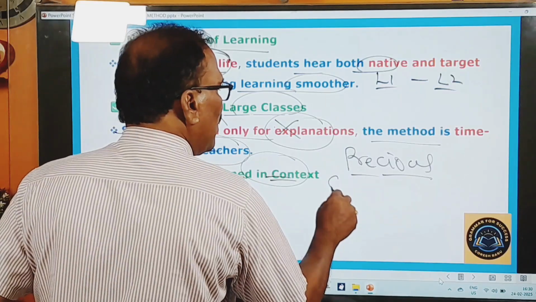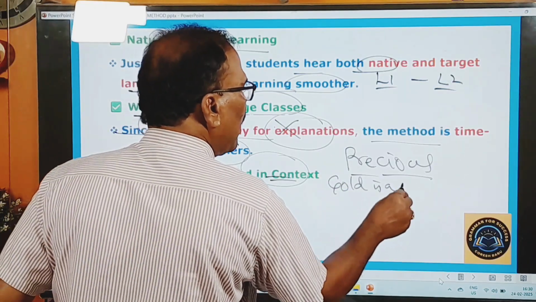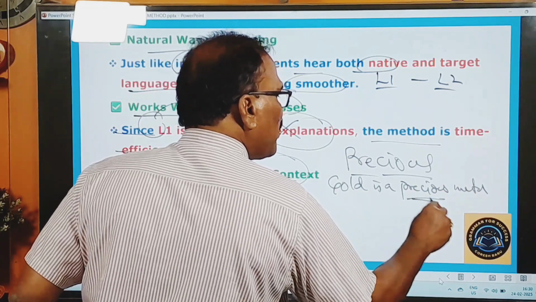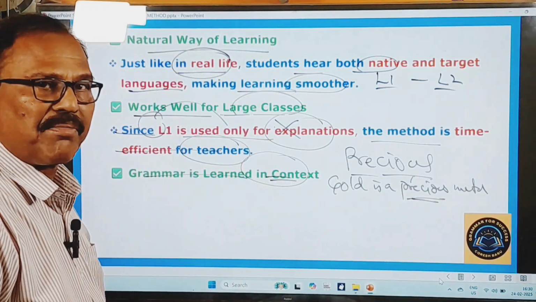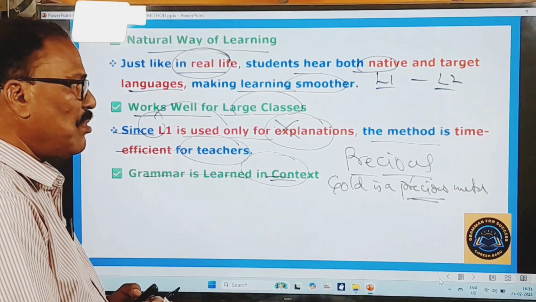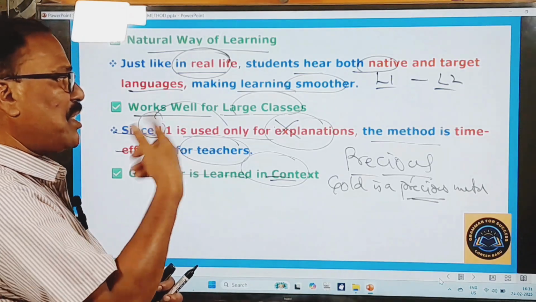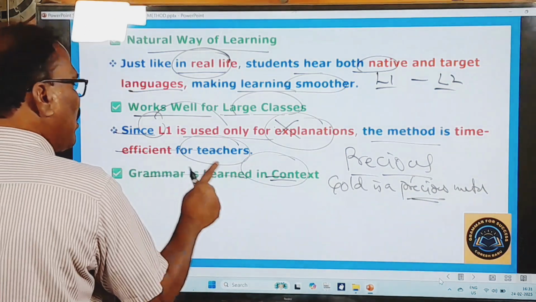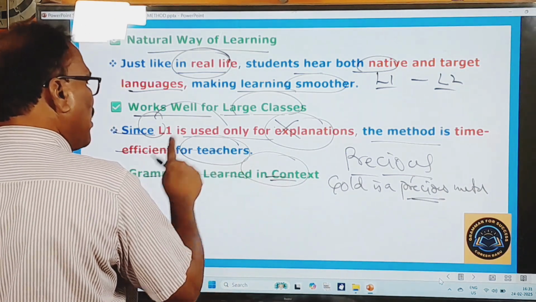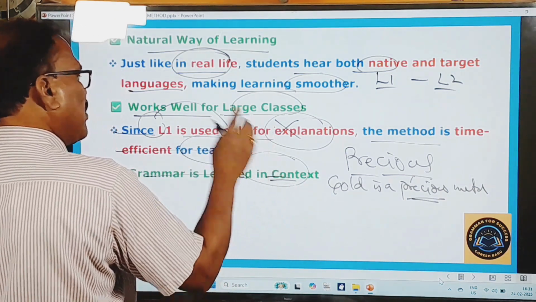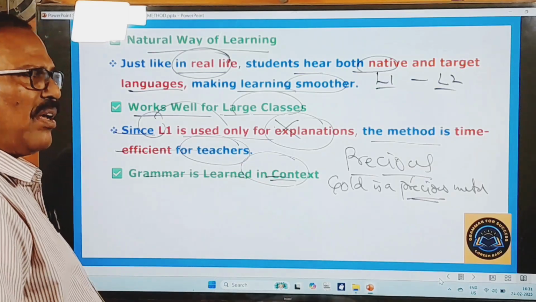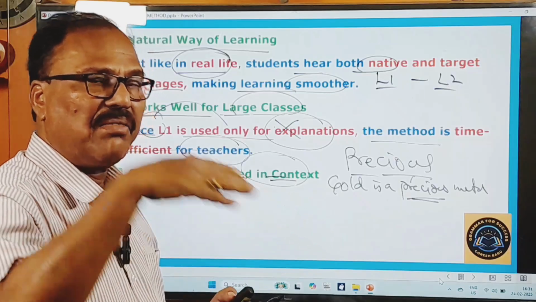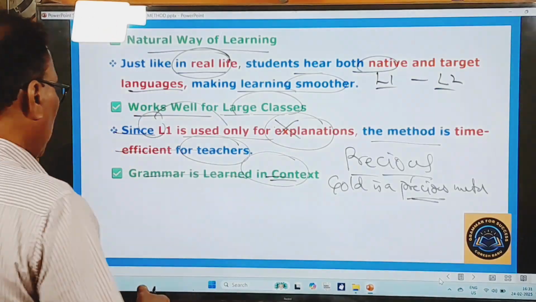Take precious. Yes, gold is a precious metal. Precious metal. So here, this precious is used in the form of a sentence, so that students can easily understand, oh, precious means valuable. Precious metal means valuable metal. So in this way, this grammar is learned in context, and the vocabulary is also learned in context. Everything is learned in context, and therefore in this method, the students can pick up the L2 very easily, very successfully, and all that.